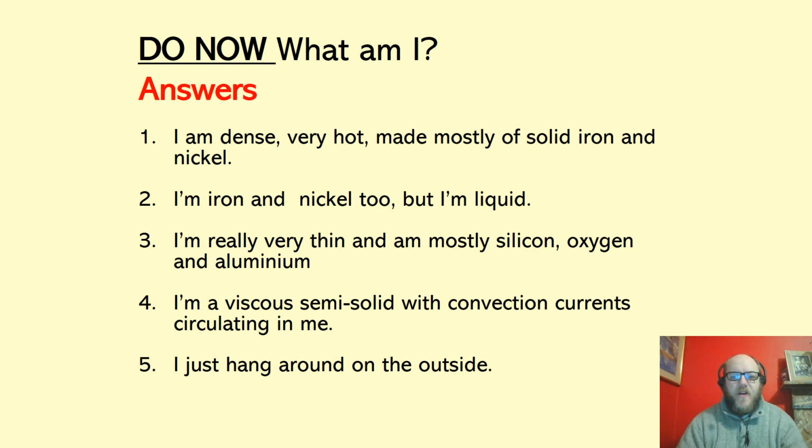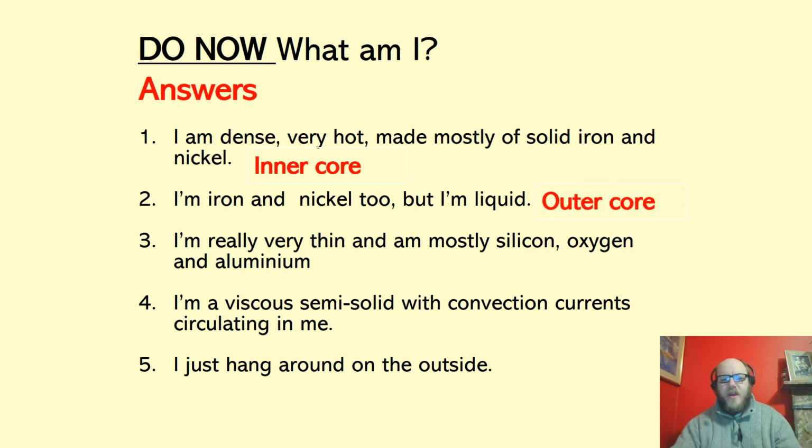I am a dense, very hot, made mostly of solid iron and nickel. Well, we know that the Earth's core is made of iron and nickel. There's an inner core and an outer core, and the inner core is solid. So that's the inner core. Number 2, I'm iron and nickel too, but I'm liquid, hence the outer core. I'm really very thin and mostly silicon, oxygen and aluminium. Well, the thinnest part of the Earth's structure is the crust.